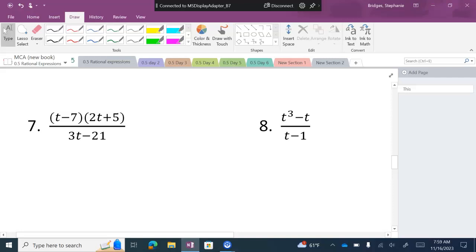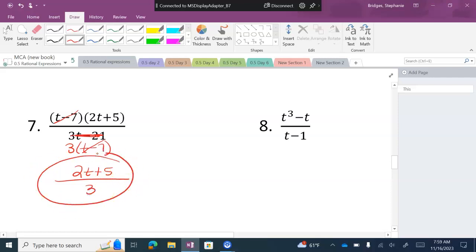What can we do to the denominator there? Pull out a what? A 3. So that's going to turn into 3 times t minus 7. So what can I get rid of now? What's left at the top? And at the bottom? 3. Can't simplify any of that because nothing is a factor that has anything in common.